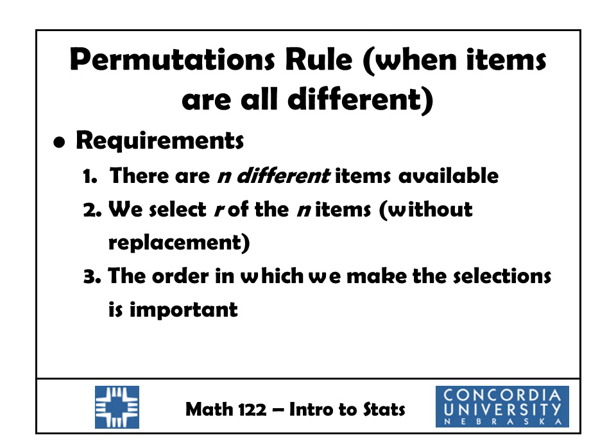So this problem illustrates what we call the permutation rule, and the requirements for the permutation rule are that there are n different items available. And the word different there is important in this case. Here we have 14 boats and they're all different, so n is 14. We select r of the n items without replacement. In this case we're selecting 3 of them, so r is 3. And thirdly, most importantly, the order in which we make the selections is important. Any problem that meets these 3 requirements will fit this permutation rule.